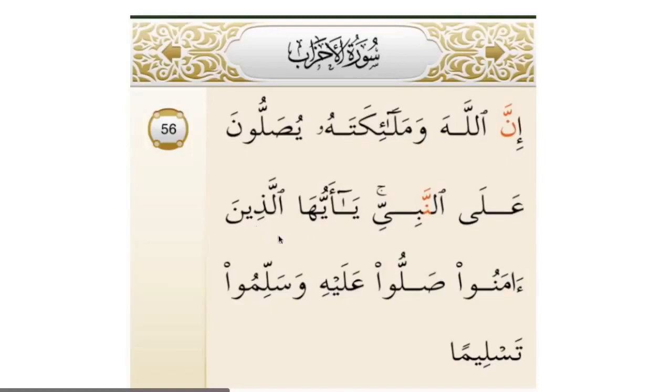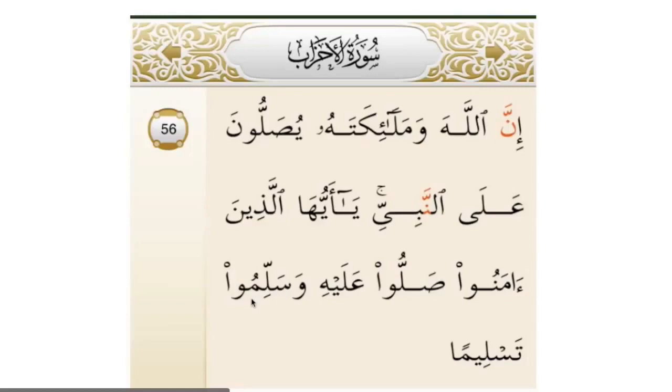alladhina is your ism mawsula, and what's the silatul mawsul is jumlatul fa'iliya. Ya ayyuhalladhina amanu, O you who believed. Sallu, again this is amr. Salli is for singular, and sallu, yusalluna. So if you take your alamat mudari' and make it majzoom by taking the noon away, so become sallu. Says, so send salutations alayhi, upon him, and here he refers to an-nabi.